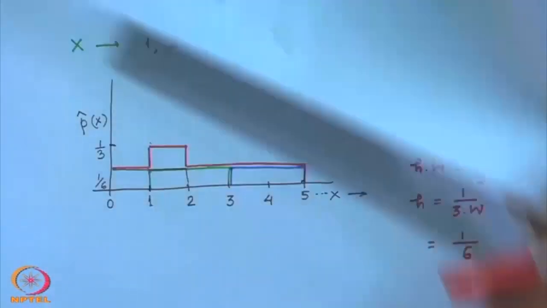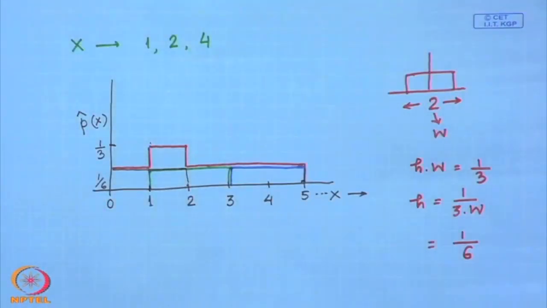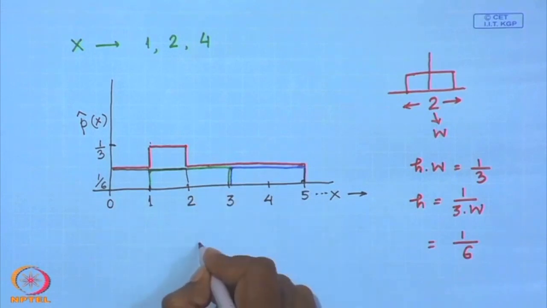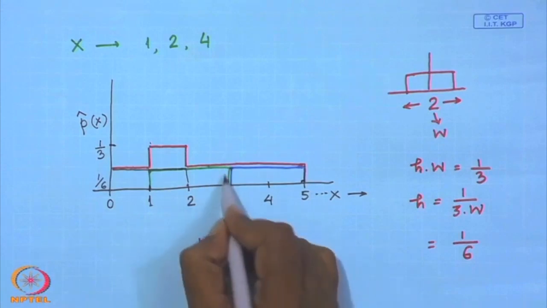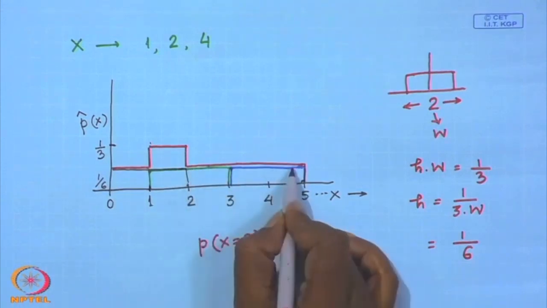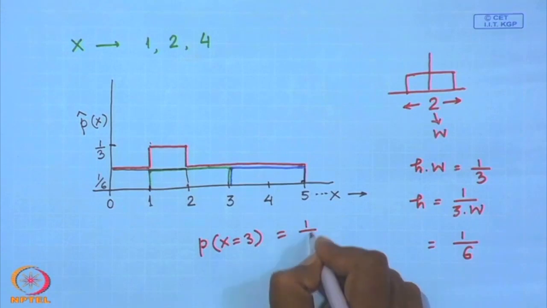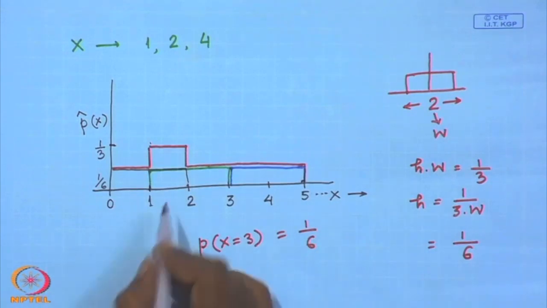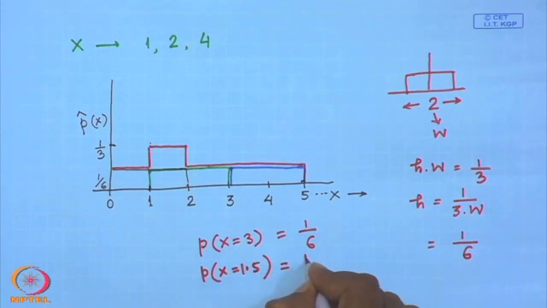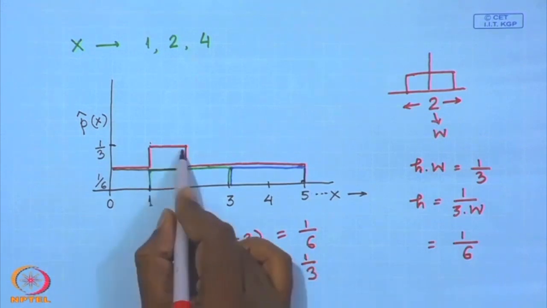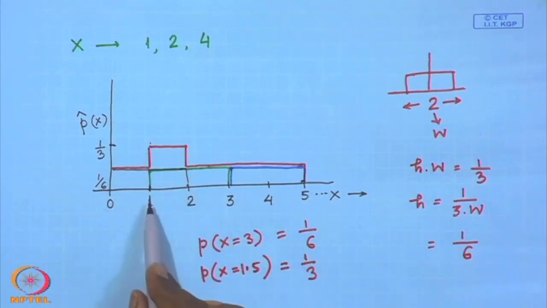But in this case, when I use a window function or a kernel function, I can say that P of x equal to 3 will be the height of this probability density curve, which is equal to 1 upon 6. Whereas, over here if I want to compute P of x equal to 1.5, that is given by 1 by 3. That is the height of the probability density curve in the region 1 to 2.